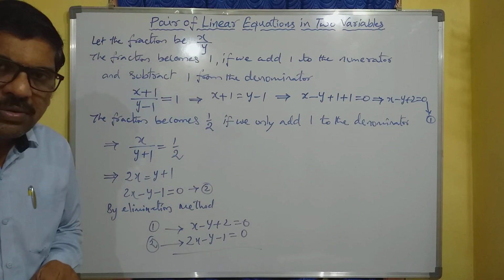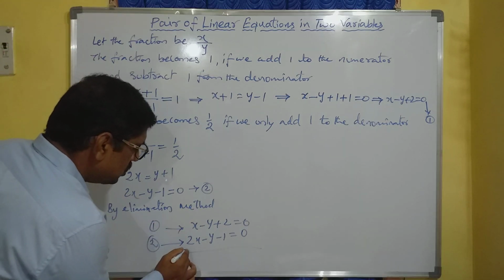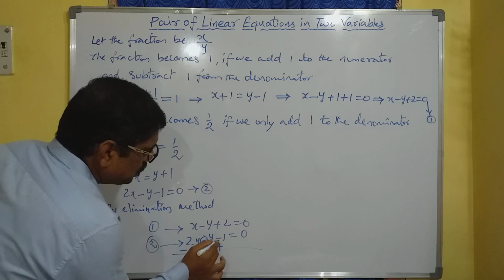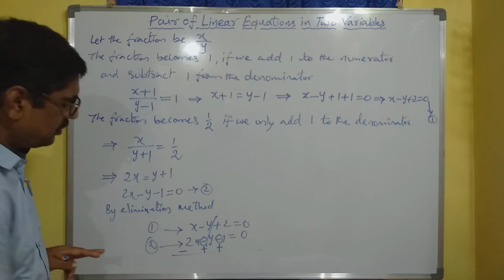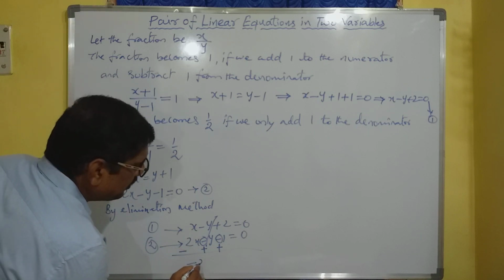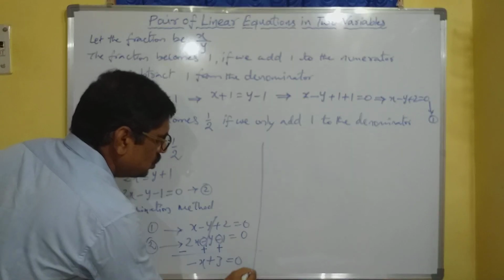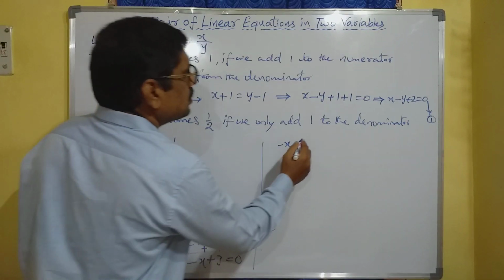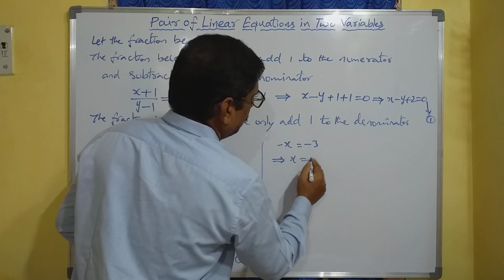Here you observe the y terms having the same sign, so change the signs of the second equation so that minus y plus y will be cancelled. Here x minus 2x is minus x, 2 minus 1 is 1, is equal to 0. Now minus x, if you take plus 1 to RHS, we get minus 1. So this implies x is equal to 1.